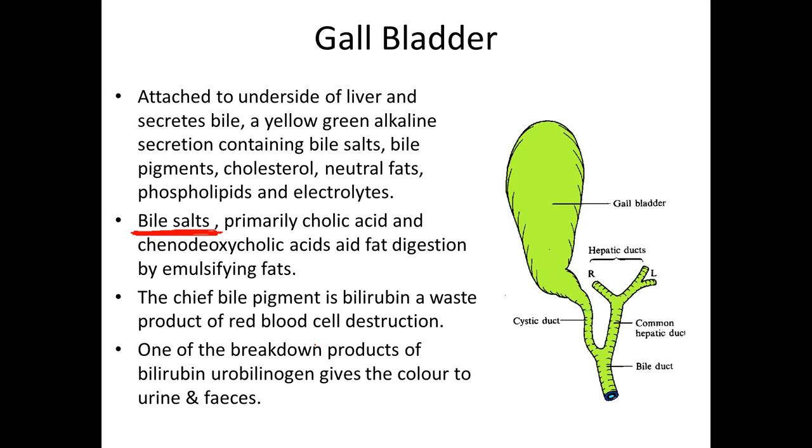Now, bile pigments, which give it its colour, are things such as bilirubin. Bilirubin is a waste product of red cell destruction, so of the breakdown of the pigment in red blood cells. One of the breakdown products of bilirubin is something called urobilinogen. And it is urobilinogen in its early yellow form that gives colour to urine, and in its oxidised brown form, the colour to faeces.